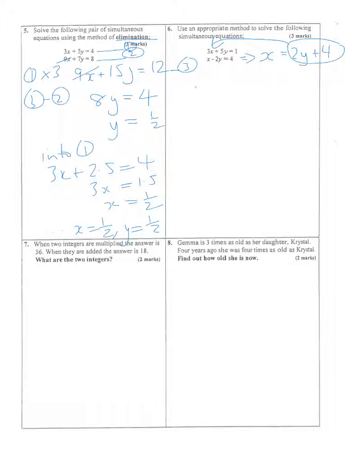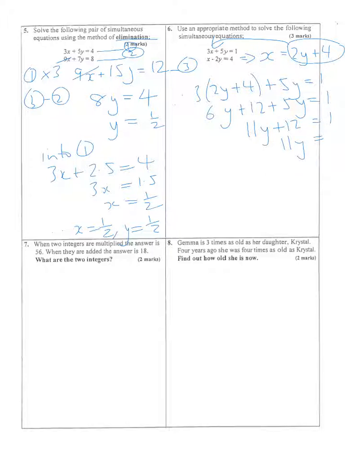So therefore, 3x plus 5y will become 3 times 2y plus 4 plus 5y equals 1, expand, plus 12, collect like terms, take away 12 from both sides and we get negative 11, divide by 11 and we get negative 1.